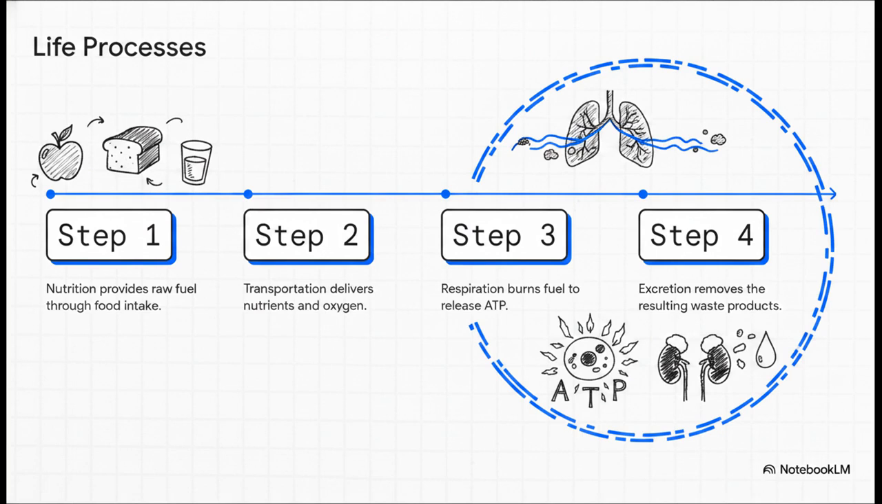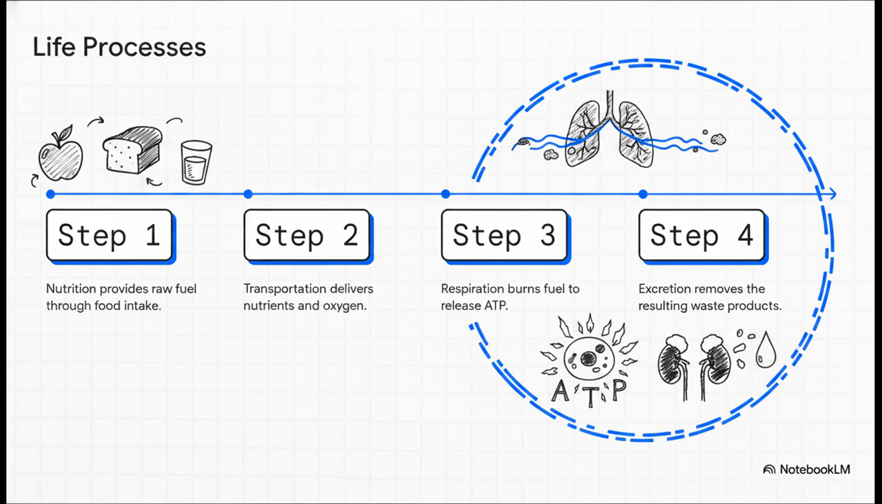Next, transportation takes over. The blood picks up those nutrients and pairs them with oxygen from our lungs. Then it delivers them straight to our cells where respiration happens. The cells burn that fuel to release the ATP energy we need to walk, talk, and think. Finally, the byproduct of all that burning is waste, which is carried away and removed by excretion in the kidneys. It's digestion feeding the blood feeding the cells burning the fuel, and the kidneys taking out the trash.